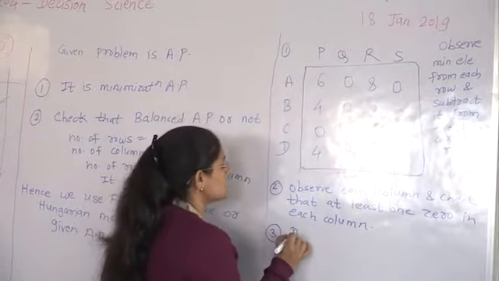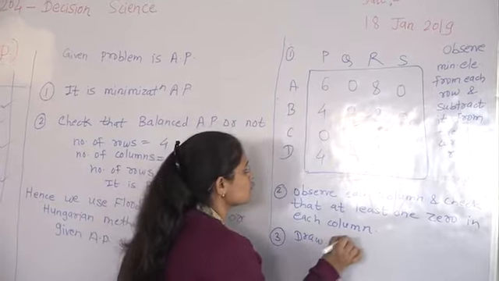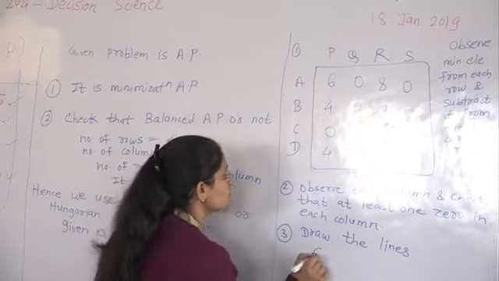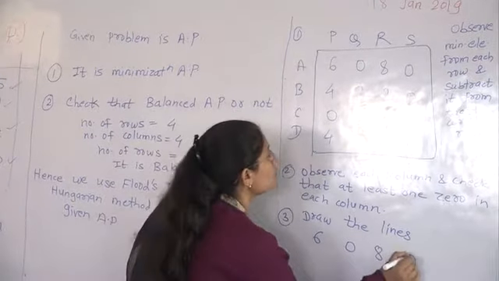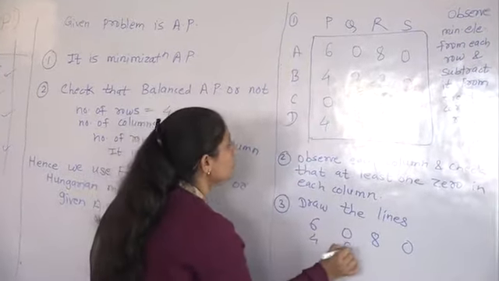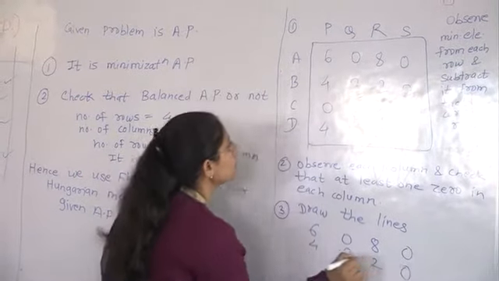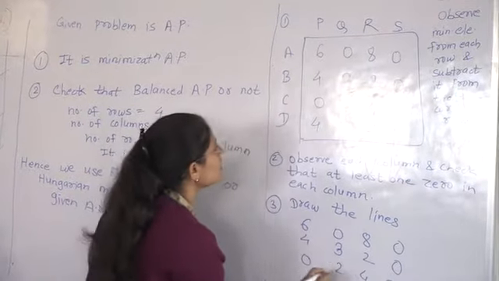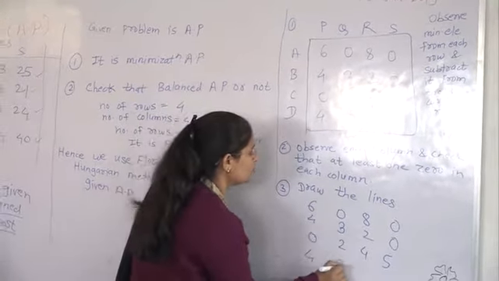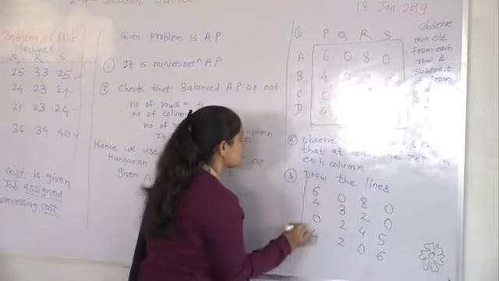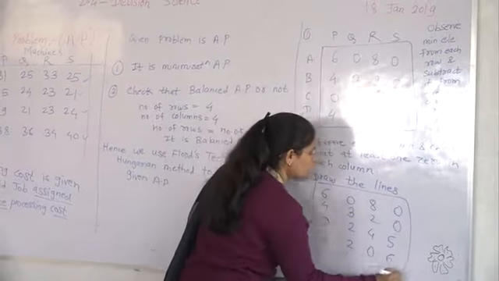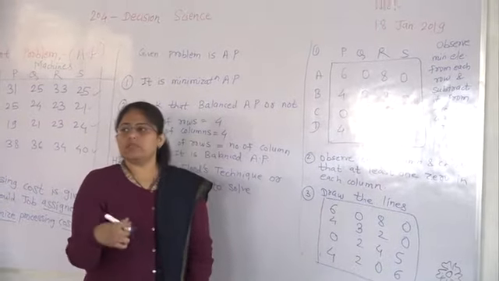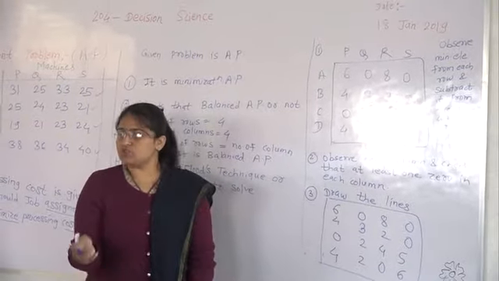go to draw the lines. See here how to draw the line. 6 0 8 0, write down as it is. 4 3 2 0, 0 2 4 5, 4 2 0 6. Draw the line such that with minimum lines you cover all the zeros.